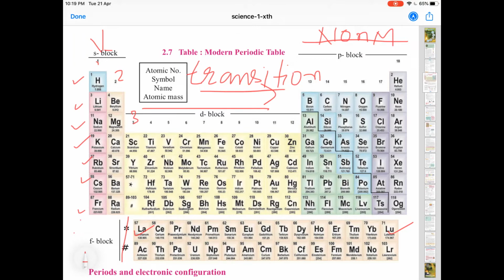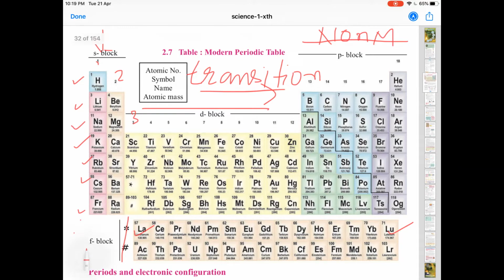The modern periodic table is divided into 4 blocks. Group number 1 and 2 constitute the S block. Group 13 to 18 constitute the P block. Group 3 to 12 constitute the D block. And the F block is at the bottom, consisting of the lanthanide and the actinide series.